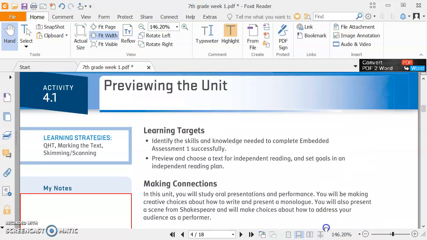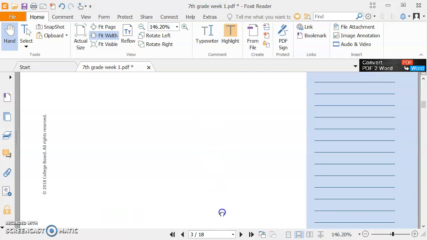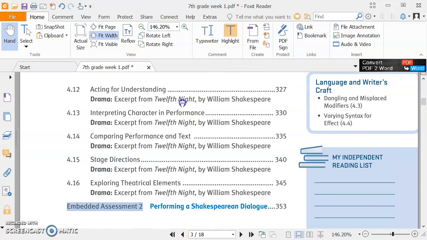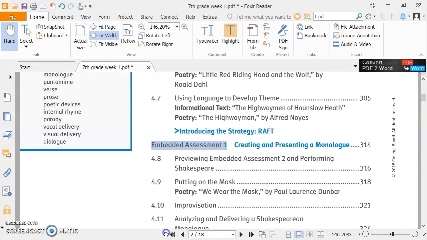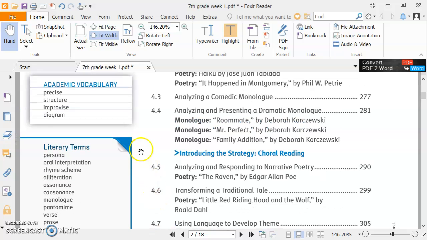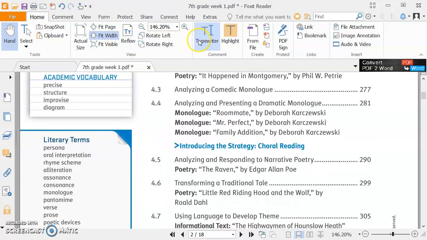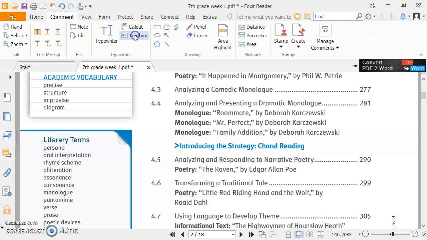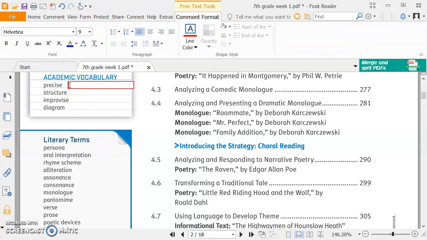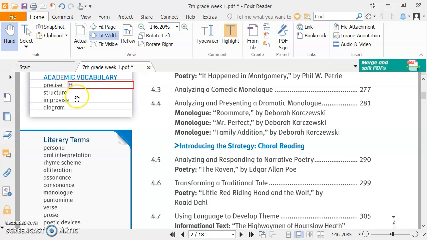Now that you have that, you go back to that second page of the document where it had all of these vocabulary words. So I'm going to, once again, under comment, use the text box, and beside the word, I would write a Q if I have no idea what that word means, an H if I've heard of that word, and a T if I could teach that word. So precise. Well, I've heard that word for sure, but maybe I don't know what it means. So I'm gonna put an H. Structure. Oh, I definitely know what a structure is, so maybe I'll put a T.